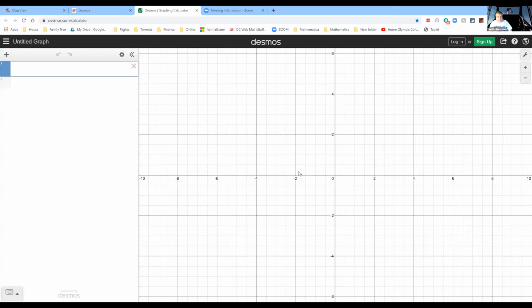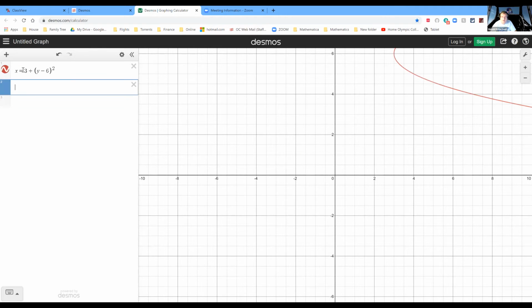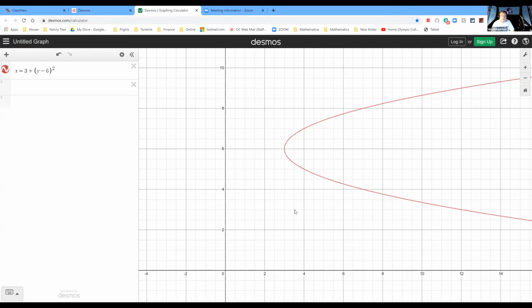Here we are. Hopefully you're looking at Desmos. So the first one I'm going to type in is the x equals. X equals 3 plus in brackets y subtract 6 close brackets, and I should be able to do squared. Right, boom. A bit hard to see, so if I bring it over a bit, can you see it now?